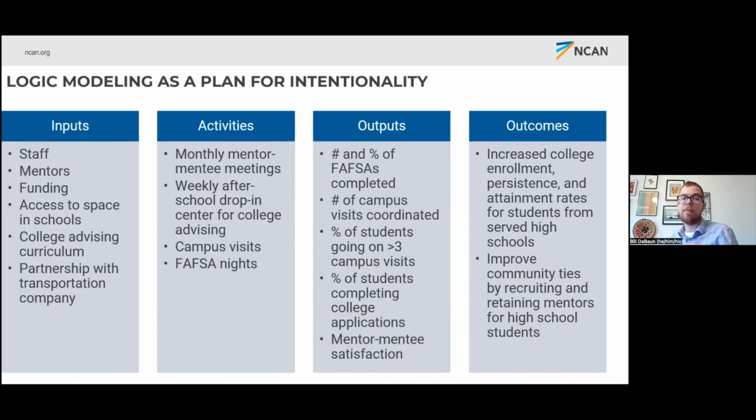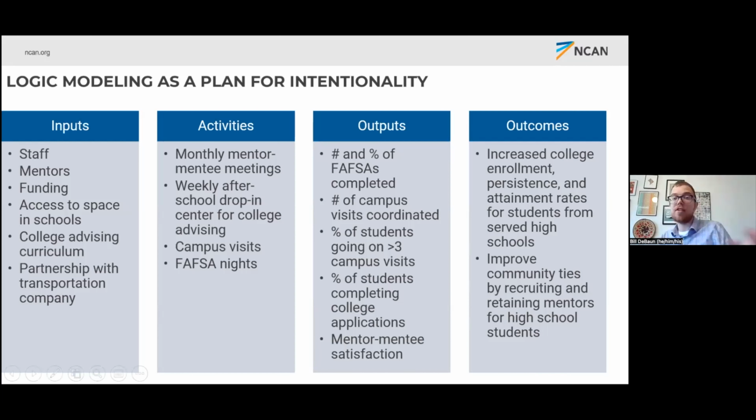How many campus visits got coordinated? And how many students attended them? What percent of students went on more than 3 campus visits, setting that as a benchmark? What percent of students participating in the program completed college applications, which is kind of a logical next step output from having the drop-in center for college advising? And then some kind of measure of mentor-mentee satisfaction.